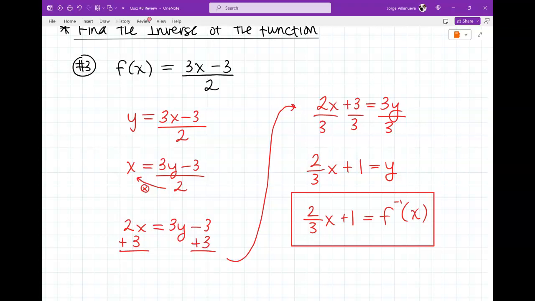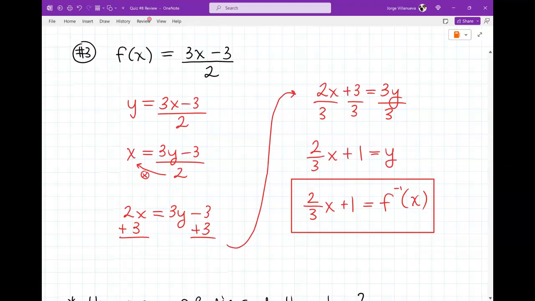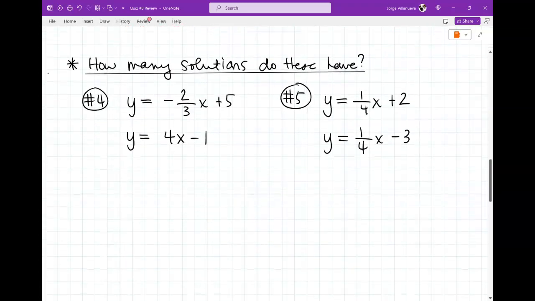Again, I'm not saying memorize the steps, but get used to the steps. That way you know, okay, change it to y, flip x and y's, and then solve for y, and then rewrite it. Okay, rewrite it with the numbers. Just remember that.